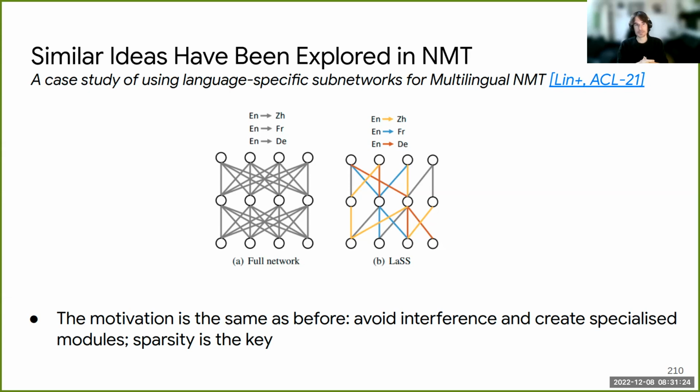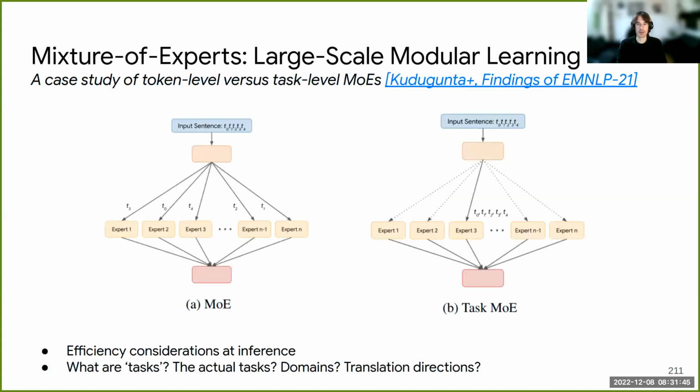So people have also tried to learn language-specific subnetworks from multilingual NMT, which is really similar to the work of Ansel et al. that you saw before on sparse subnetworks for cross-signal transfer. Again, the idea is the same: avoid interference and create specialized subnetworks for particular languages or language pairs, where sparsity is again the key. And this is something that Jonas mentioned.